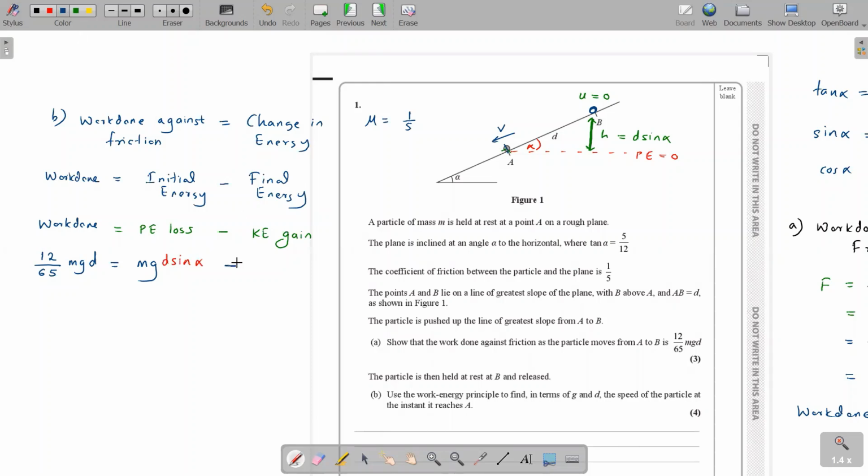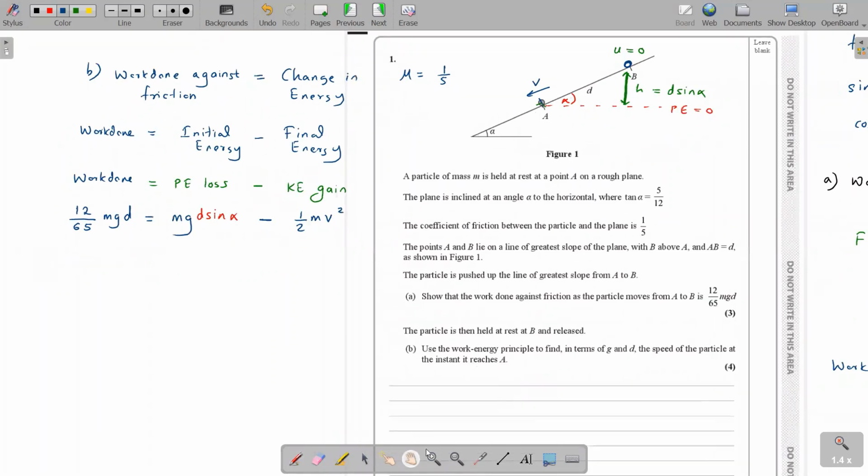Minus the kinetic energy gain, which is half mv square. Are you with me? It's half mv square. Okay, then let's get the answer. Now they ask us to use the work energy principle to find the speed in terms of G and D. So always read the question. They say here to find your answer in terms of G and in terms of D.